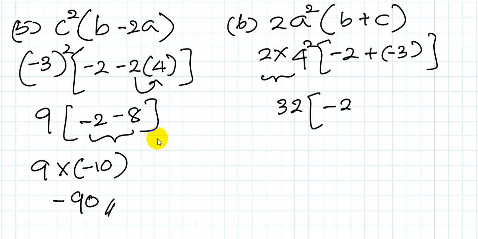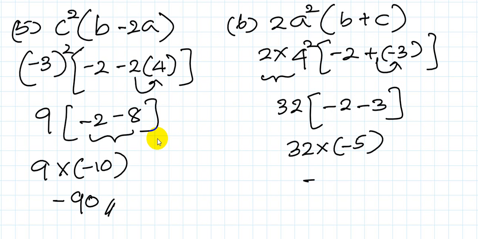And again here -2 plus into minus is -3. -2 -3 is equivalent to -5. So -5 multiplied by 32 equals, 5 2s are 10, 1 remains, 5 3s are 15 plus 1 is 16, that is -160.